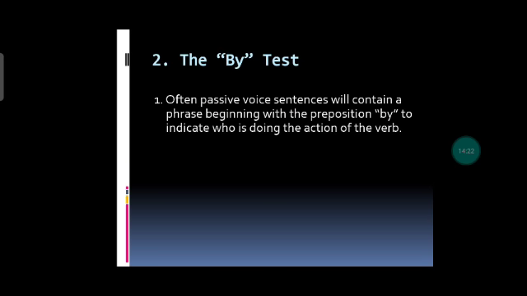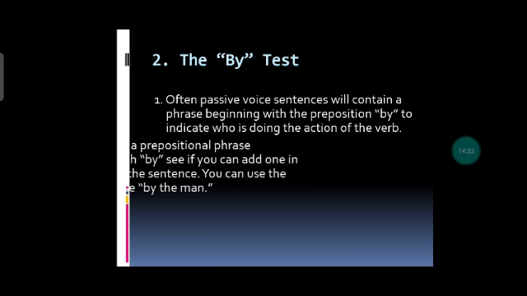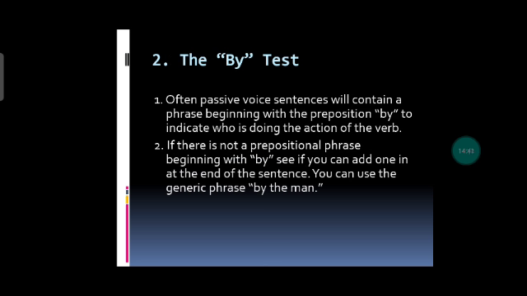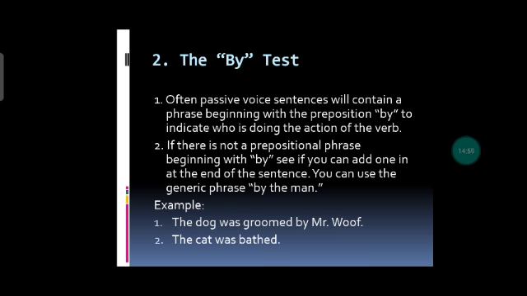The by test. Often passive voice sentences will contain a phrase beginning with the preposition by to indicate who is doing the action of the verb. If there is not a prepositional phrase beginning with by, see if you can add one. At the end of the sentence, you can use the generic phrase by somebody. For example, the dog was groomed by Mr. Wolf, by somebody. The cat was bathed.